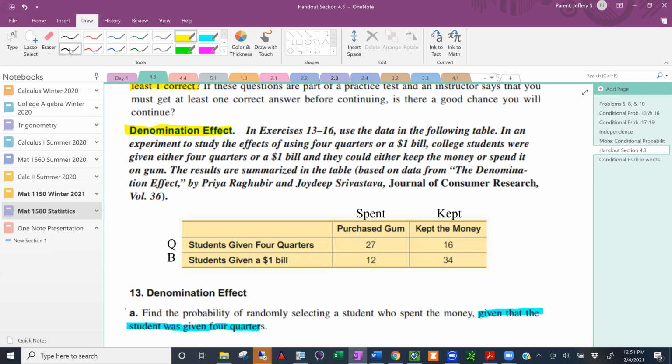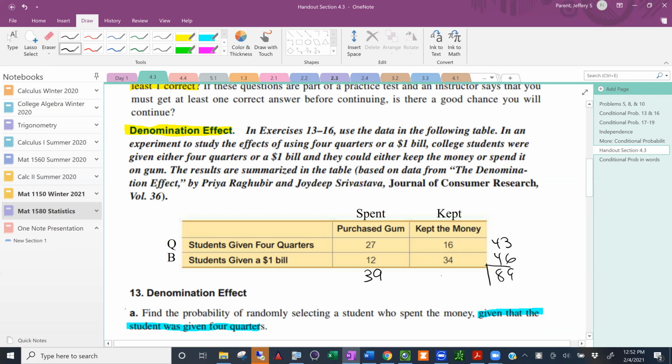Let's come up with some marginal totals to help guide us a little bit. Across the top, that would be a 43. Then the second row would be a 46, for a total of 89. Let's hope that totaling things up on the bottom gives us the same overall total. Here we've got 39 and 50. Both of those line up pretty nicely.